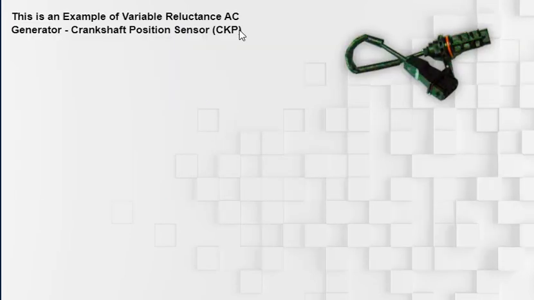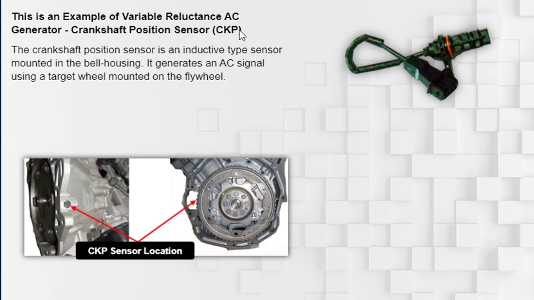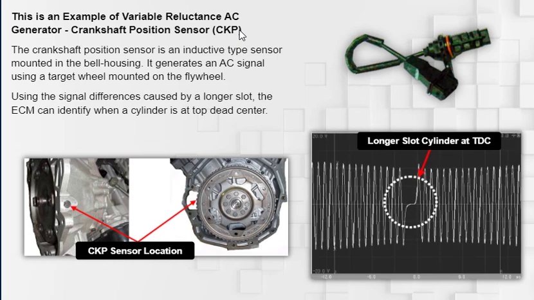The crankshaft position sensor can be a type of variable reluctance AC sensor. It is an inductive type sensor mounted in the bell housing. It generates an AC signal using a target wheel mounted on the flywheel. Using the signal differences caused by a longer slot, the ECM can identify when the cylinder is at top dead center.